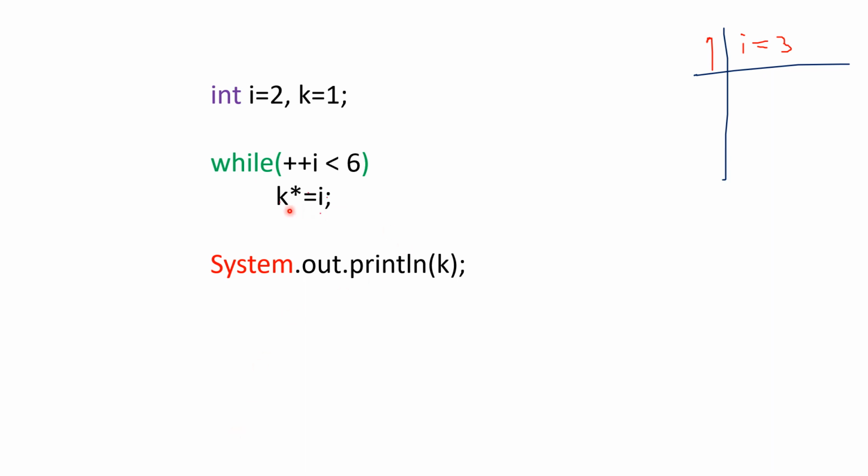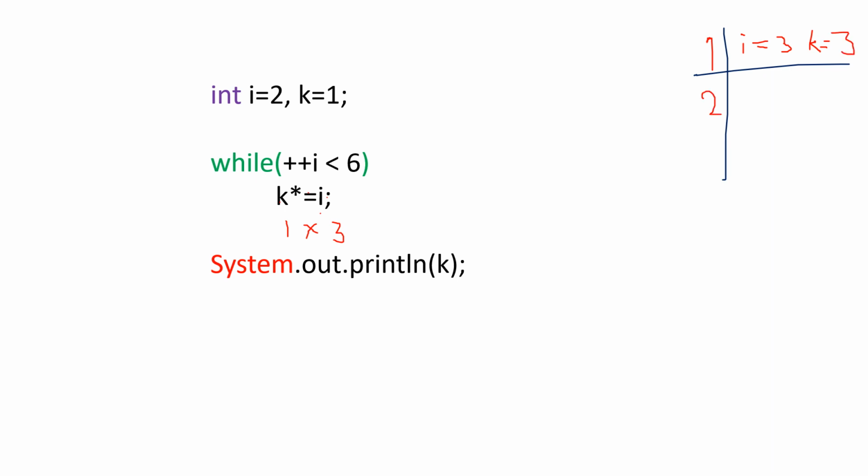Look closely, it is k *= I. What does that mean? Well, this is a shorthand expression for a longer expression actually. So it is k equals k times I. So this expression is written in a shorthand form this way. A lot of programmers do that, but it does not make a difference. Well, k's value is 1, so it is 1 times I, which is 3, as we have just found. So k equals 3.